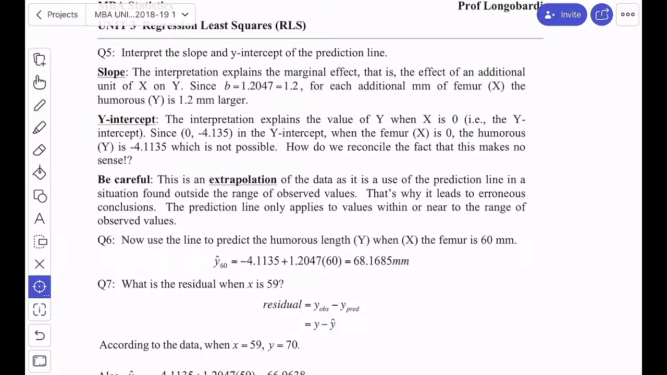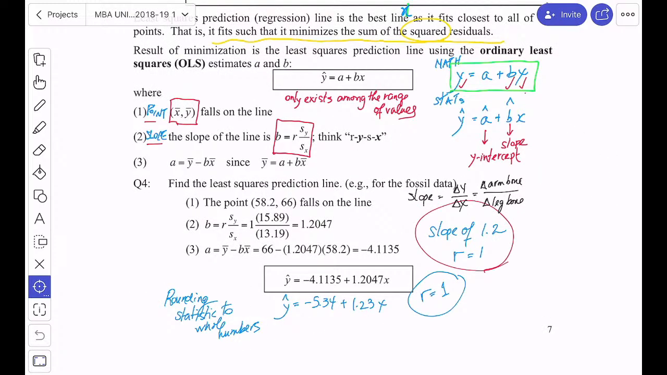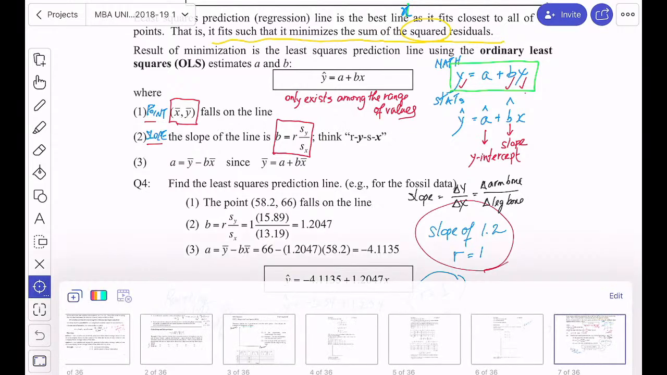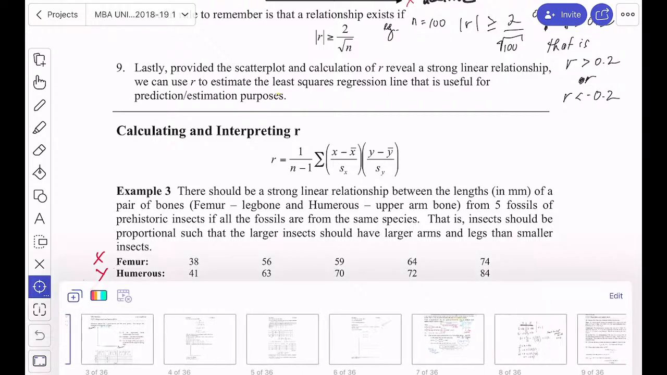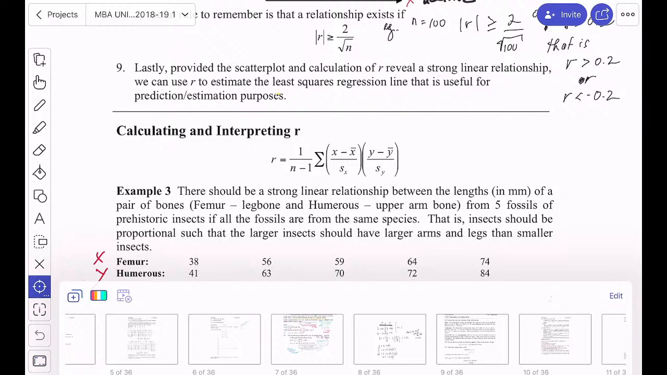And this is a highly predictable relationship within the range of values. If we go back and look at the range of values, they are between 38 and 74 for X, and 41 and 84 for Y. But what if we go far below or far above? Does this relationship even exist? Is it meaningful? What if we go all the way to 0?